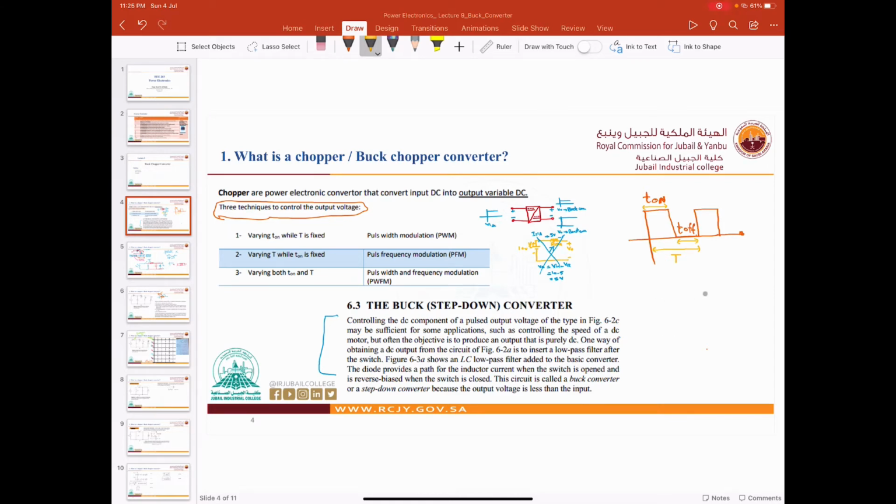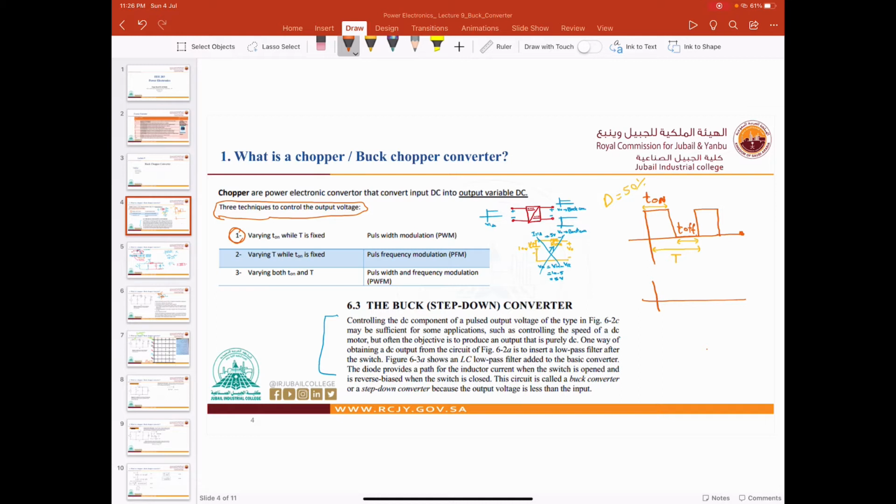Now this is when the duty cycle is 50%. Now you will understand duty cycle. Duty cycle means, if you hear about duty cycle, it means when the switch is on. So 50% is on, okay? Now let me draw the other signal here, if we are varying T on. Now this is our signal.